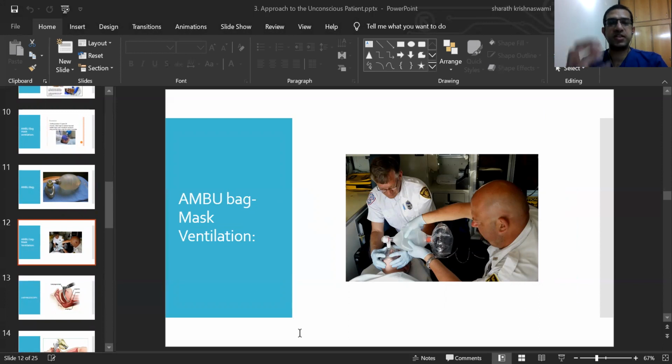Compression of the bag forces air into the lungs, causes oxygenation of the tissues. Oxygenation of the tissues and brain will help the patient regain consciousness.